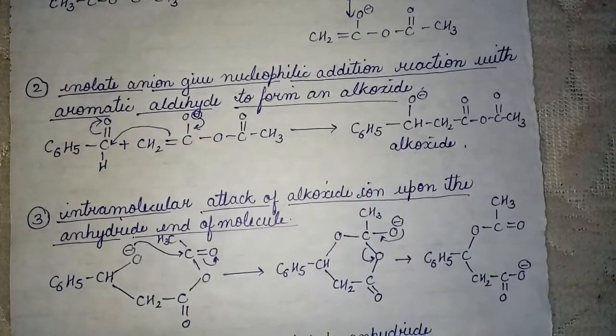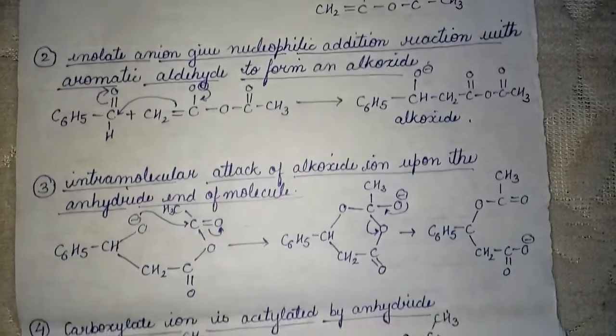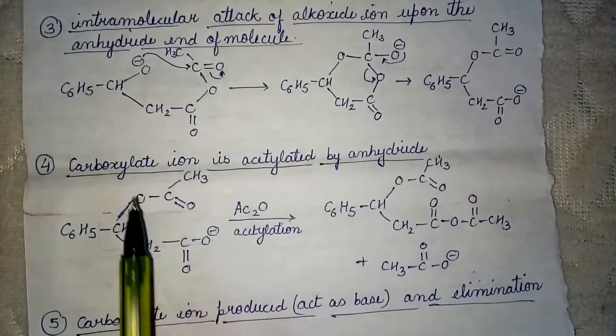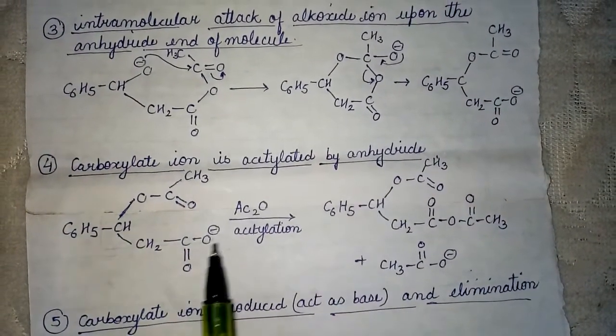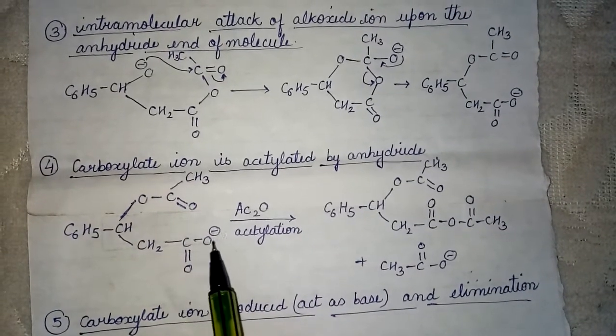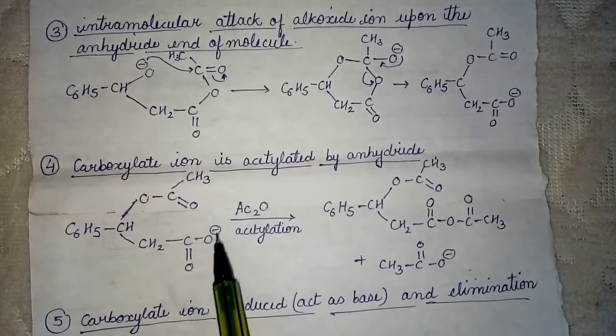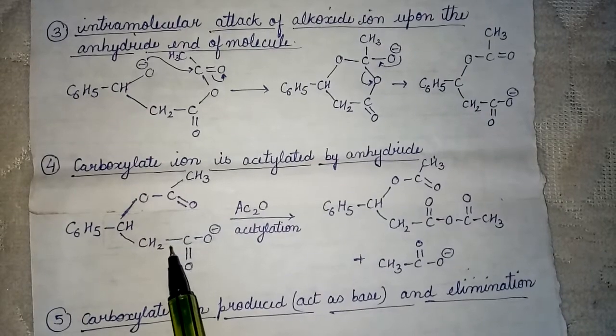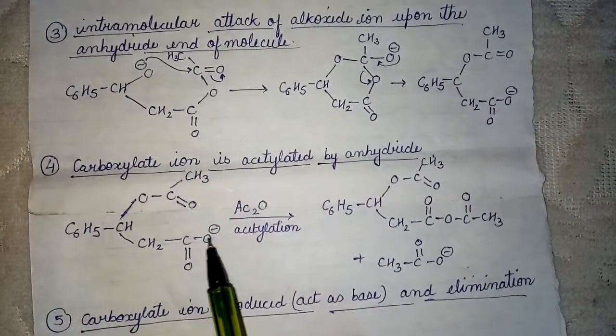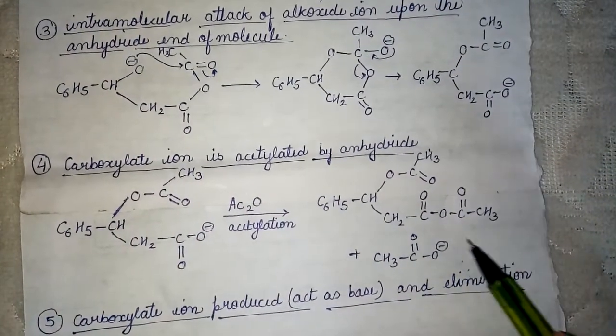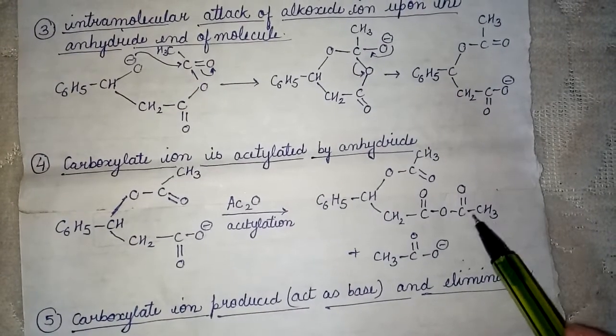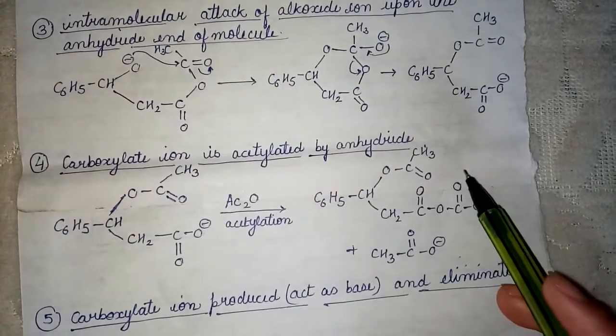Okay. In the fourth step, this carboxylate ion is acetylated by the anhydride, meaning there is an electrophilic addition of an acetyl group to this carboxylate ion. The addition of an acetyl group is known as acetylation. Okay, we get this product.